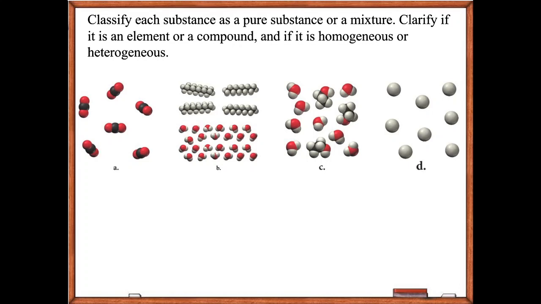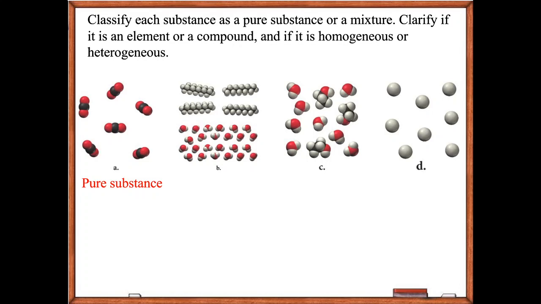Okay, so the first one, I see that I have sort of a repeating molecule. I have red, black, red, and I know that this is oxygen, carbon, and oxygen. So these are all just CO2 molecules. Is this going to be a pure substance or a mixture? Since we have just one type of molecule repeating, that's going to be a pure substance. Now, is it going to be an element or a compound? Well, I just said we have carbon and we have oxygen put together.